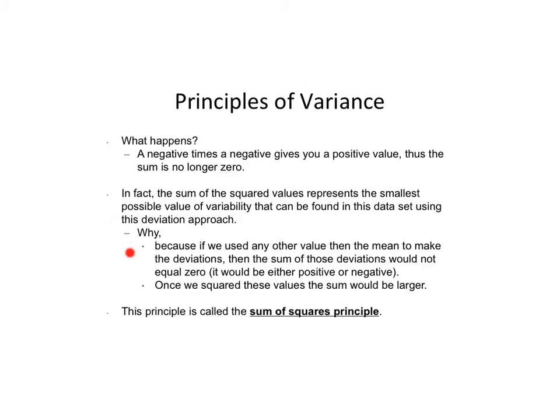Because if we use any other value than the mean to take away those negatives, then the sum would not equal 0. So once we square these values, the sum would be larger. This principle is called the sum of squares principle, and it's a pretty important one to understand. So going over this component, the idea is that there is no other way to alter that data, so that the initial data set, if you were to just subtract from the mean and sum up, would equal 0, and therefore when you alter it, it would create a larger variability than is actually there.